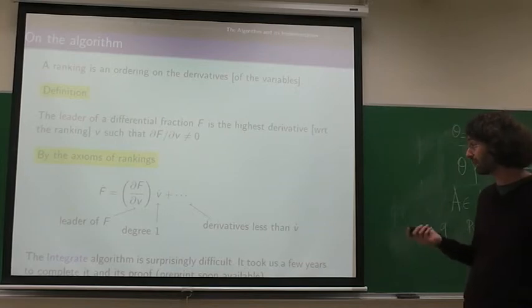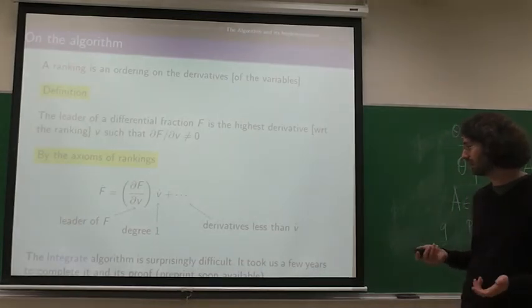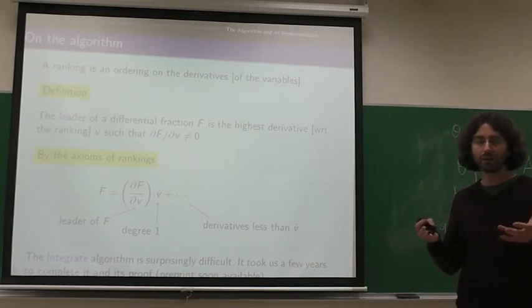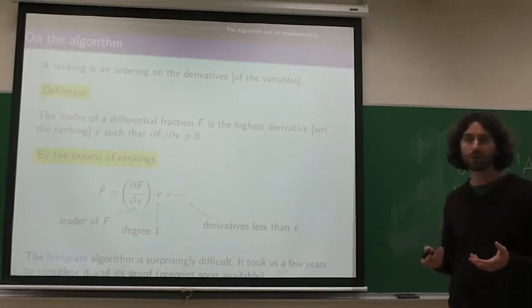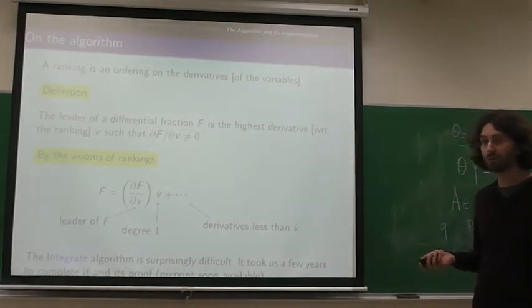The algorithm was surprisingly difficult. Compared to the polynomial case, there are many, many things that are unpredictable. When you add fractions, many cancellations can occur that you don't expect. And so the leaders can vanish. So it took us really a long time to make it clear.